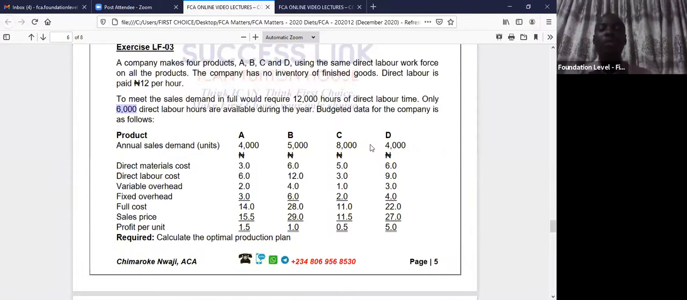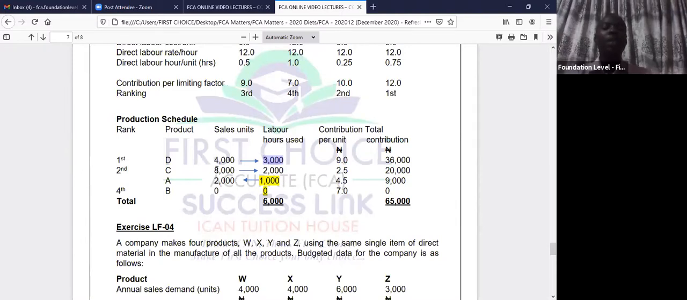C, we need to do 8,000. Can we do it? Let's see. If you take 8,000 multiplied by 0.25, this is your direct labor hour per unit, to give you 2,000. That means you need 2,000 hours to work product C. Would that bring a shortage? No, because our target is 6,000 hours, which is put at the bottom. But we've met 3,000 and we've met 2,000.